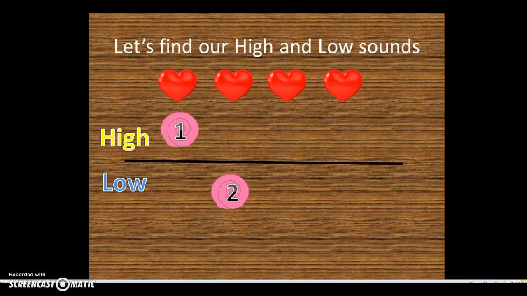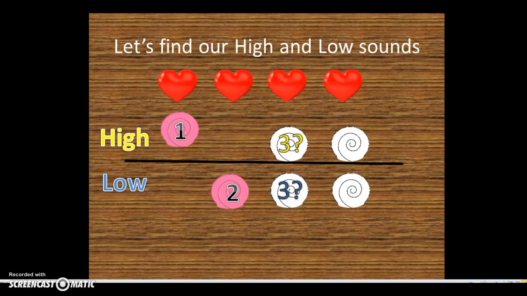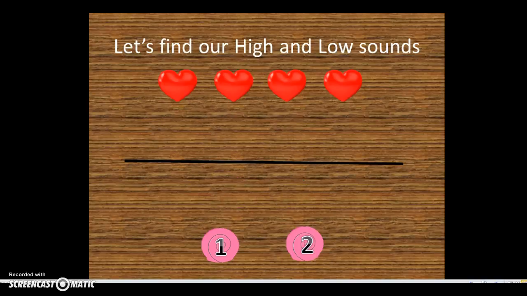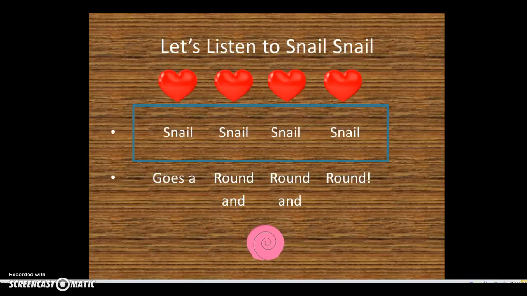Okay, so our job is to figure out these last 2 beats. So beat 3, is it going to be high or low? And the same thing for beat 4, is it high or low? Before we explore this a little bit, remember, the whole first line that we're looking at is just those 4 snail words. We are only looking at 4 words.